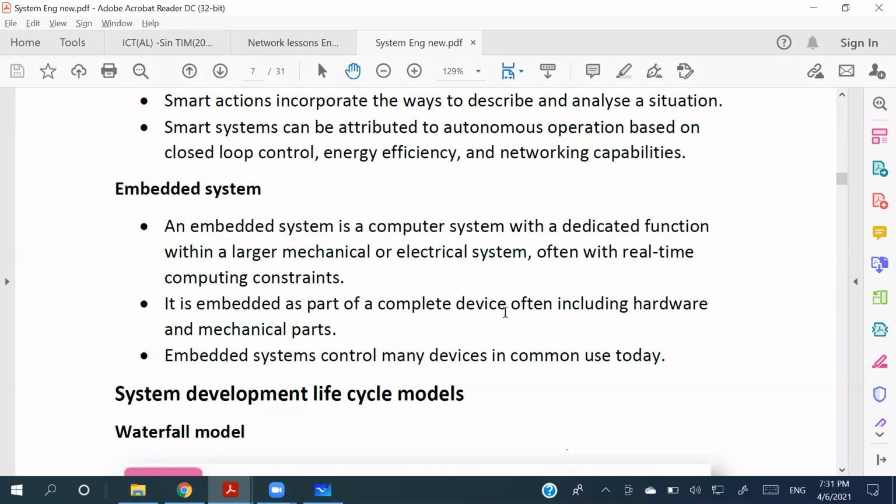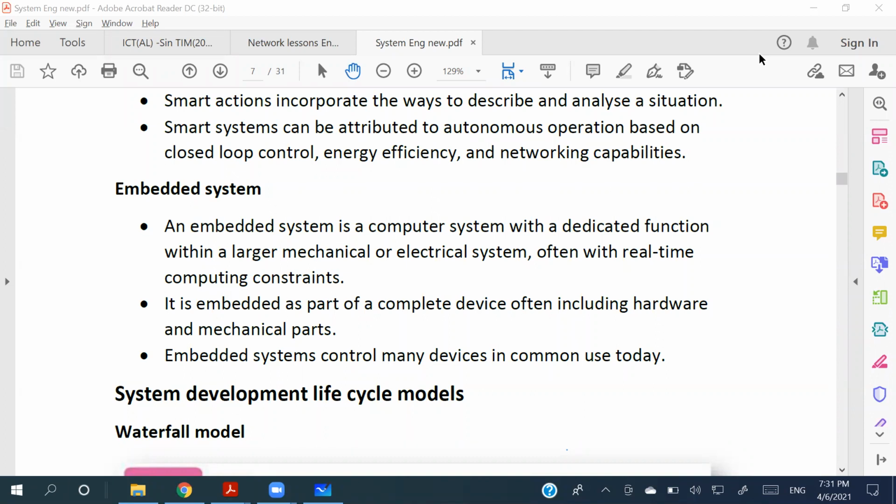So a big mechanical thing is there, and a computerized system is inside it, doing one particular task or some particular tasks. Right? So people, we talked about this for about an hour. Is it clear, everyone? Okay.